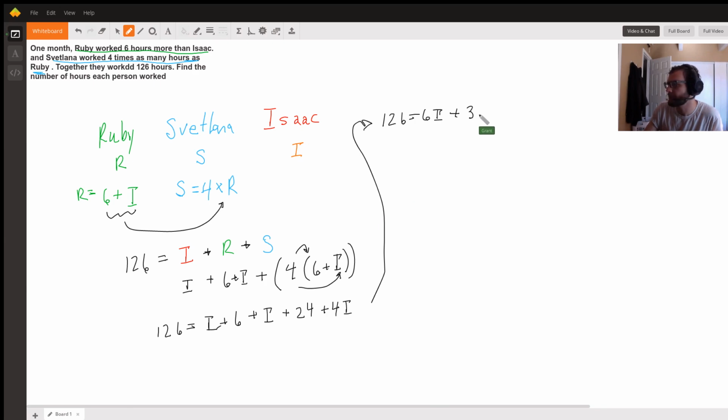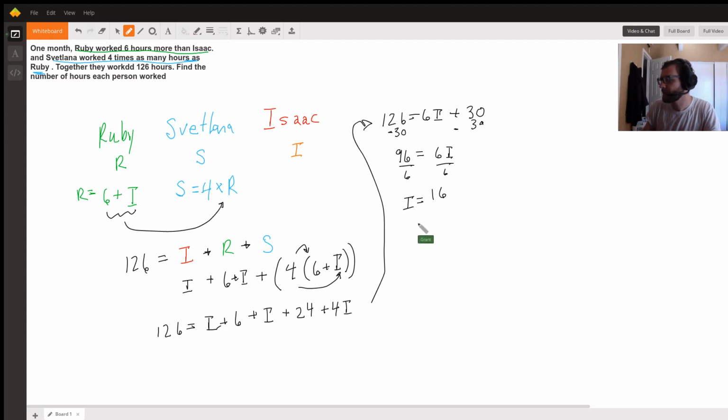And now it becomes a fairly simple looking algebra problem. So we go ahead and subtract 30 from both sides. So we'll get 96 is equal to 6I. And we'll divide by 6. 96 divided by 6 is 16. So we found that I is equal to 16, and this is the amount of hours that Isaac worked.